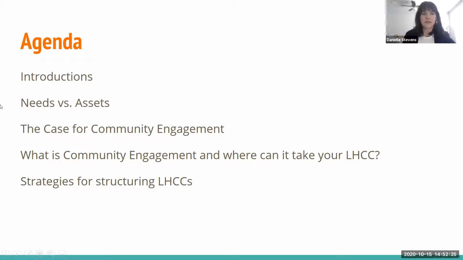So today we're going to discuss various things related to needs and assets in community, community engagement principles and the case for community engagement, and strategies that LHCCs can use while considering assets and community engagement in their planning processes.